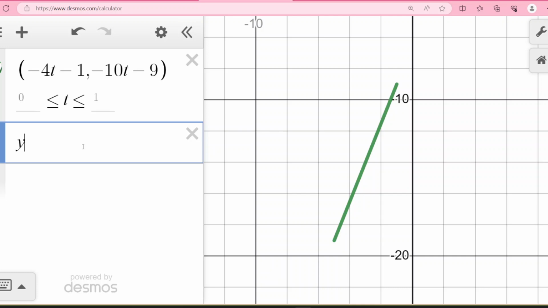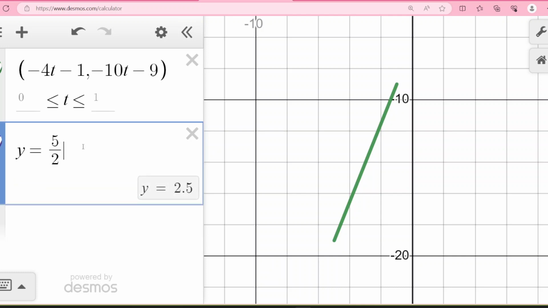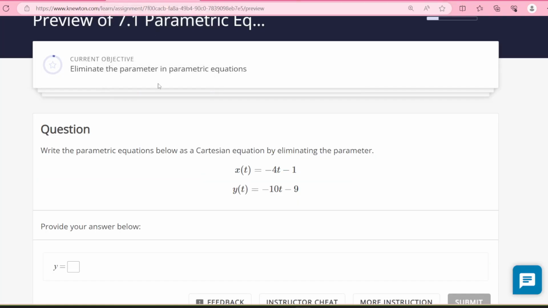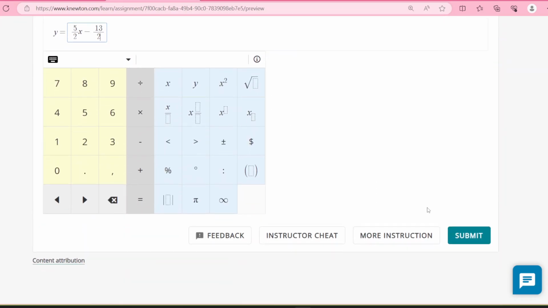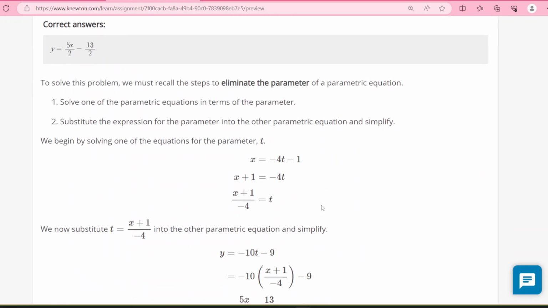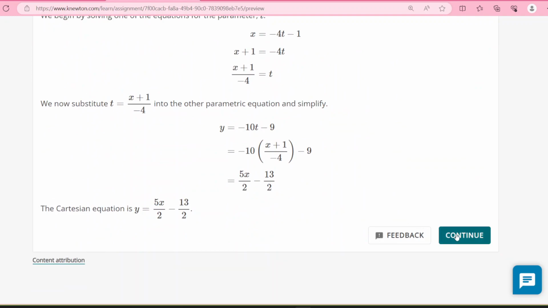Now let's put in the line we got after eliminating the parameter. y equals 5 halves x, and then minus 13 halves. And see that that's right on top of that green segment there. So those parametric equations and this Cartesian equation are actually describing the same curve. So yes, y equals 5 halves x minus 13 halves. That's what I got after eliminating the parameter, making that substitution. Great.